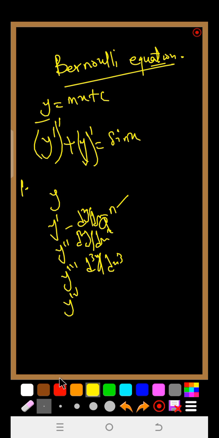You understand? So here now, we've known. Now I said that when there is no product of the dependent variable and its derivative, then the equation is said to be linear.